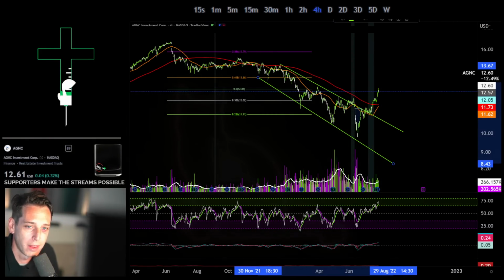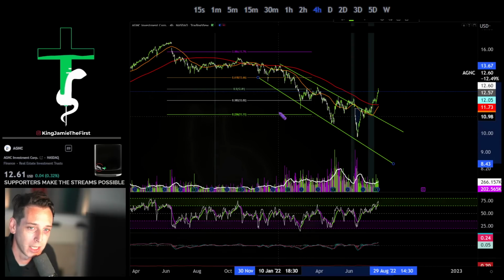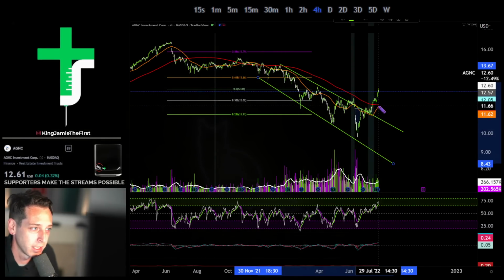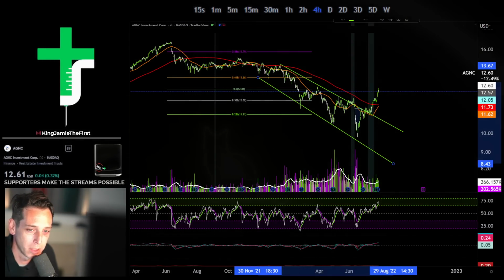Analysts like this. Personally, I think that it is likely to come back and test this cross, and I wouldn't jump into it at the minute.